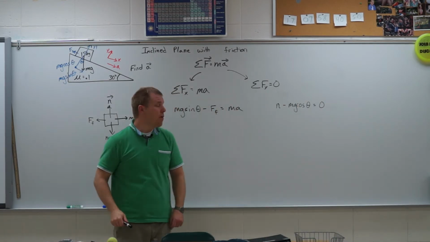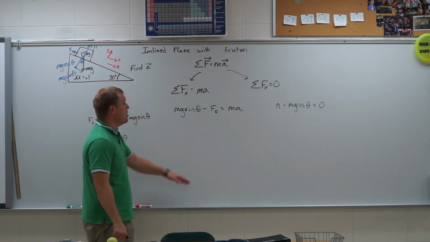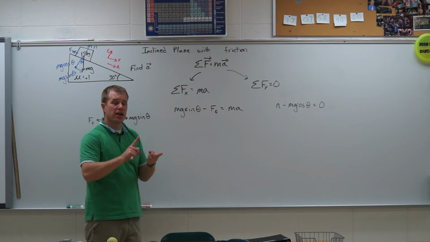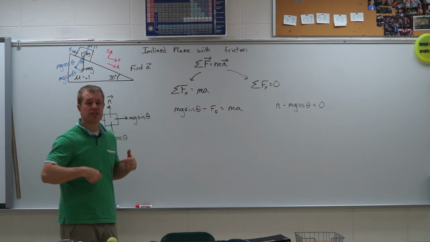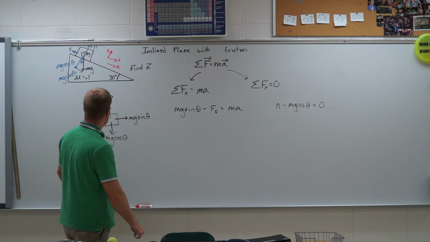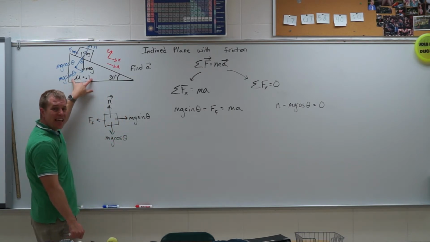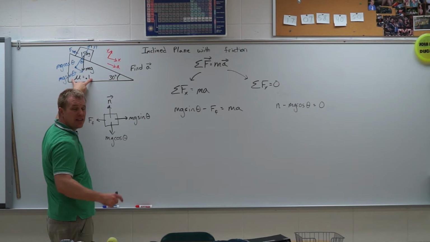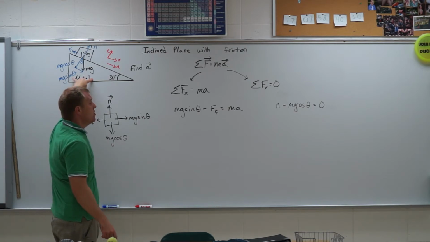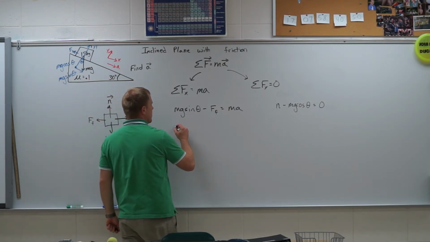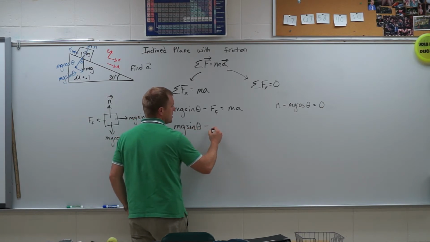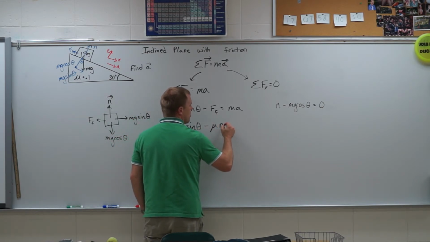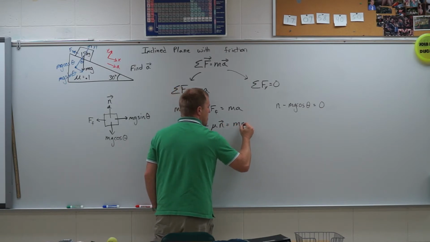And if you remember from the friction video, whenever we see the force of friction, if we're not trying to find the force of friction or the force of friction is not given, we're going to substitute, substitute, substitute. So mu is given to us. That's not the force of friction, that's the coefficient of friction. So that means I'm going to have to make a substitution. So I have mg sine of theta minus mu times the normal force equals ma.